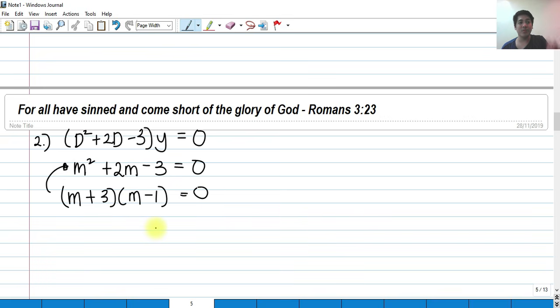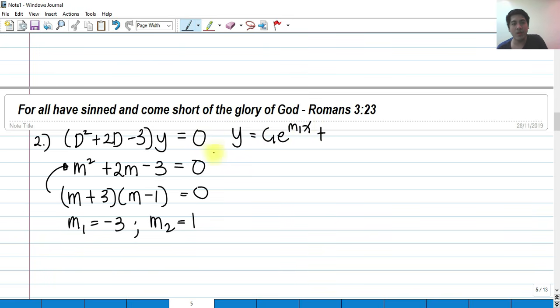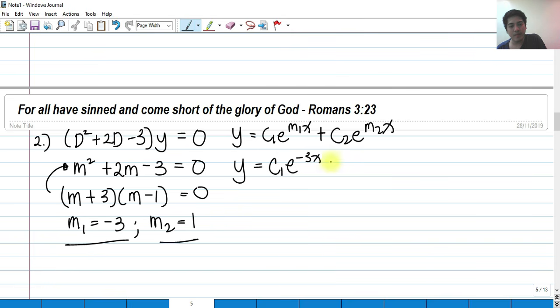We are after the roots. Since this is a second degree, we have two roots. As you can see here, one root, m sub 1, is negative 3, and the other root, m sub 2, is 1. So, rewriting that in our form of solution to distinct roots, notice that this is still y because this is the dependent variable. We have c sub 1 e raised to m sub 1 x plus c sub 2 e raised to m sub 2 x. Distinct roots, we have negative 3 and 1. So we have y is equal to c sub 1 e raised to negative 3x plus c sub 2 e raised to 1 times x, which is simply this. This is our answer.